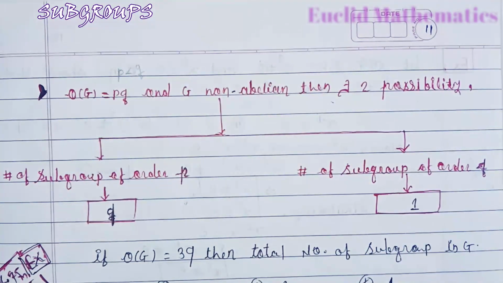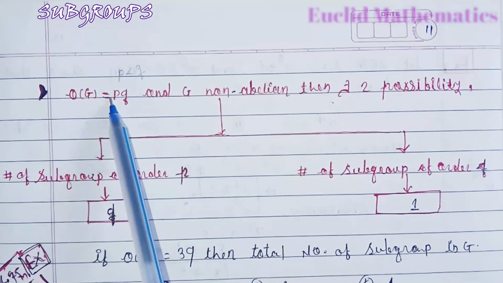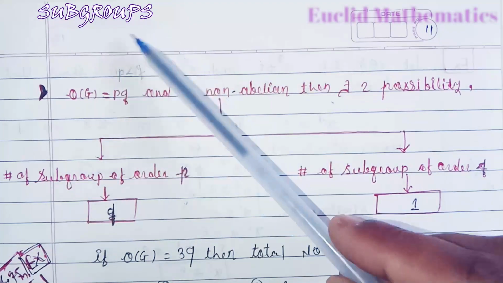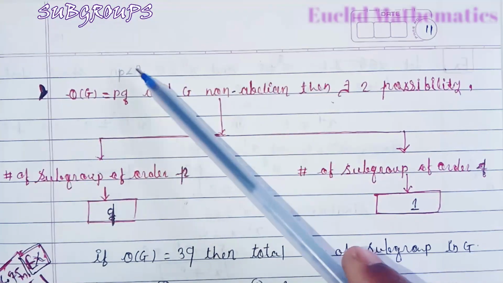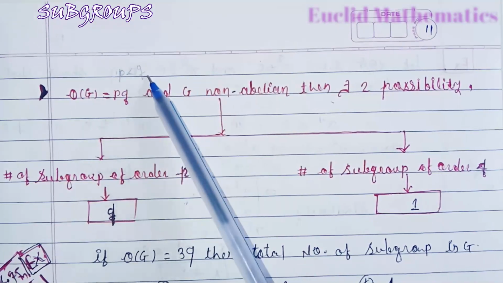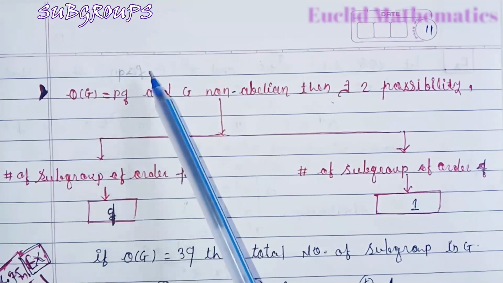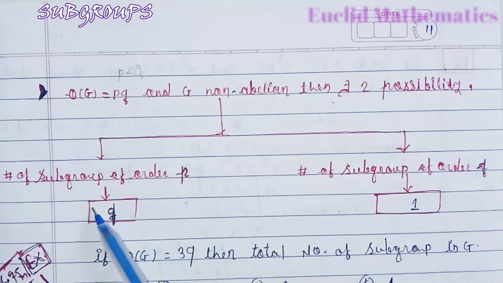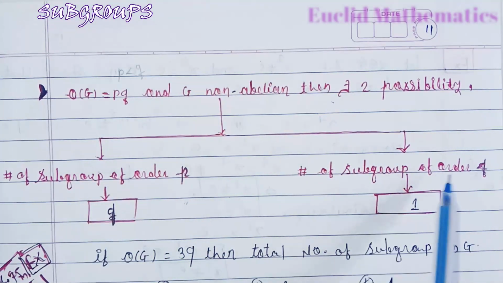So we have the other property, that G is non-Abelian. It has two possibilities: the number of subgroups of order p is q. What are the values of p and q in our example? They are 3 and 13, and 3 is smaller than 13, so p is 3 and q is 13. So the number of subgroups of order 3 is 13, and the number of subgroups of order 13 is 1.